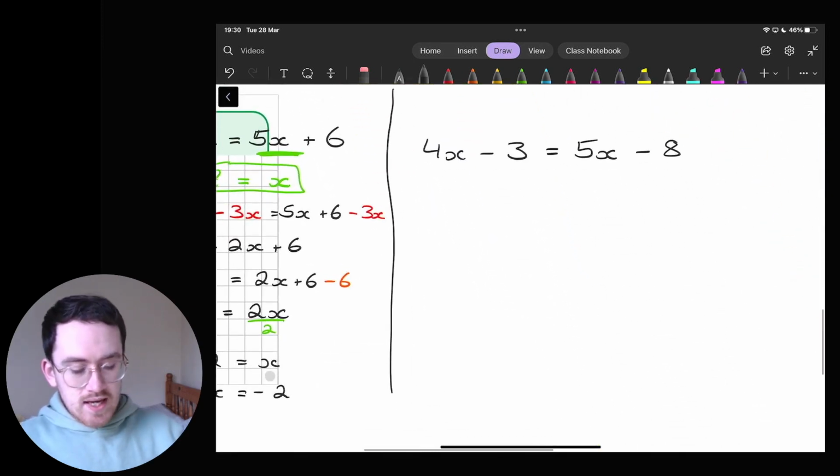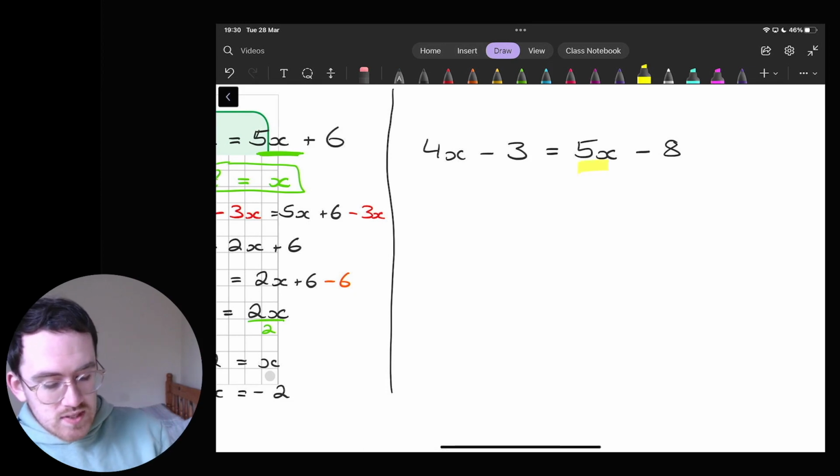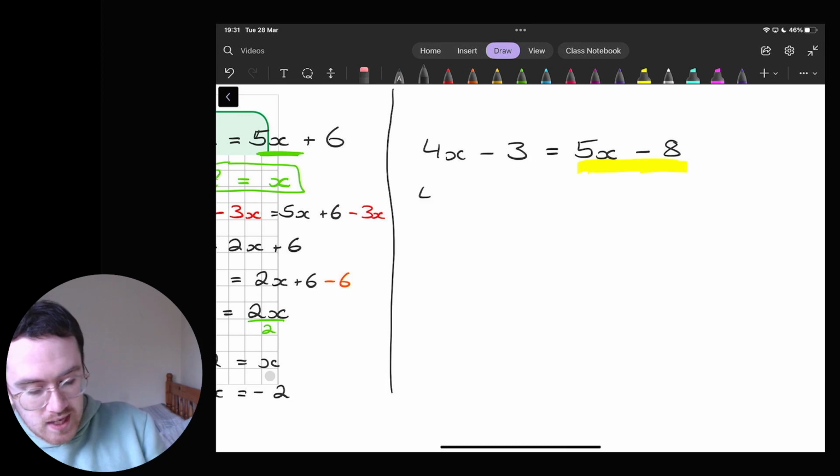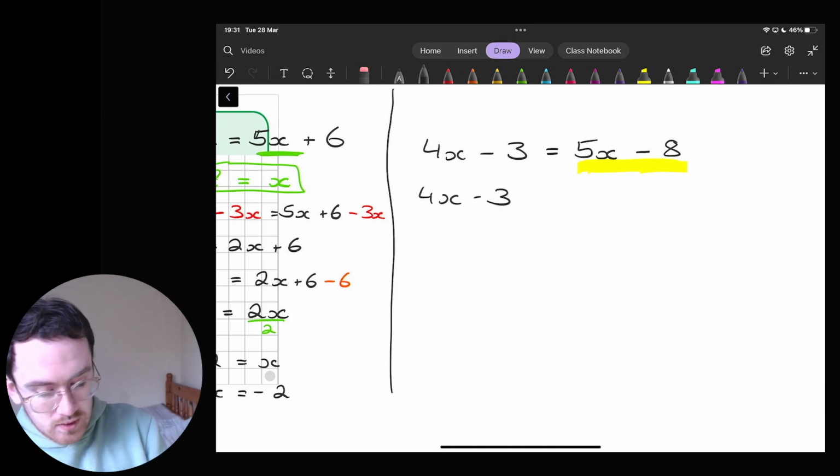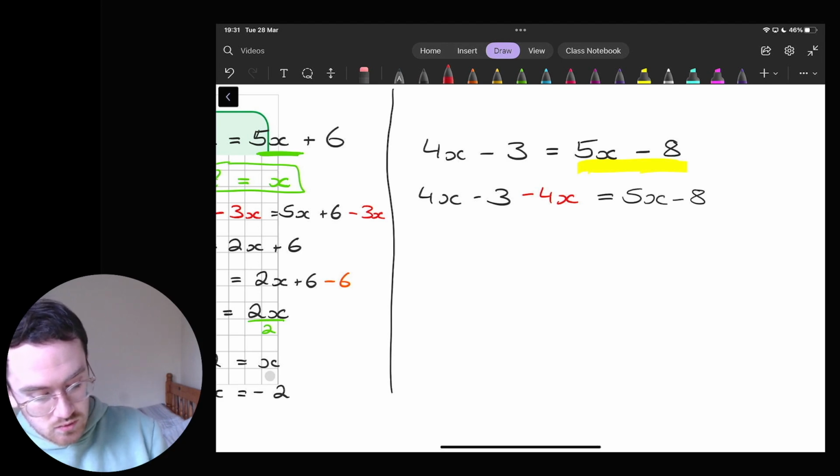Let's just look at this second method for this second question. So same idea, this right hand side has the most x's, so we're going to move all my x's to that side. So I will take away 4x from this side, and we'll do the same thing on the other side. 5x minus 8 minus 4x. It gives me minus 3 is equal to x minus 8. Then I'm going to get rid of that minus 8 from the right hand side.